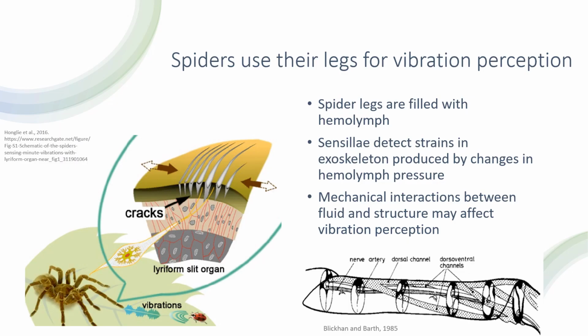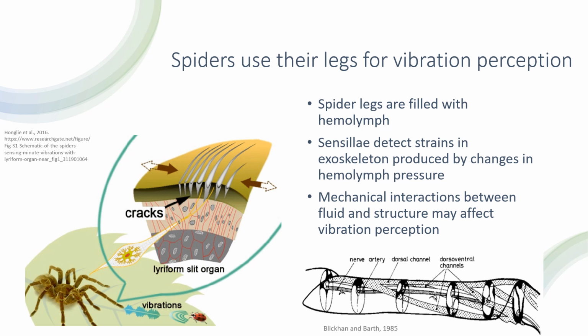So spiders use their legs for vibration perception, and the way that they do this is through cracks in their exoskeleton called slit sensillae. These sensillae bundle together predominantly at the joints to form lyriform organs. Now, lyriform organs are the spider's sensory organs, and they detect strains in the exoskeleton produced by changes in internal hemolymph pressure. Now, throughout spiders' legs, they have a variety of different channels called lacunae through which their hemolymph flows, and I've included a diagram of that on the right side of this slide.